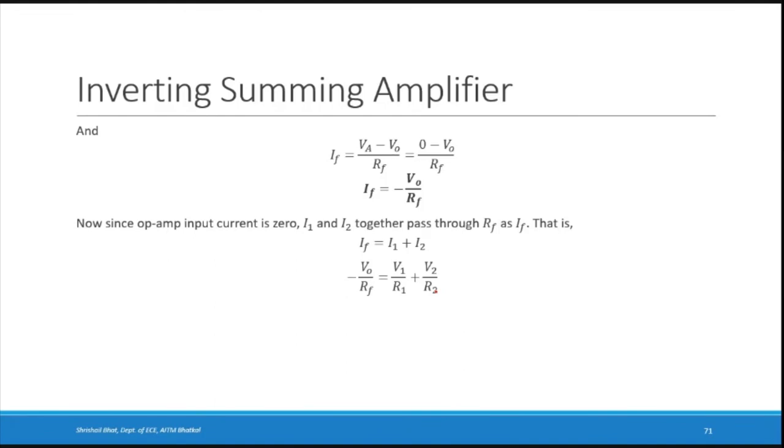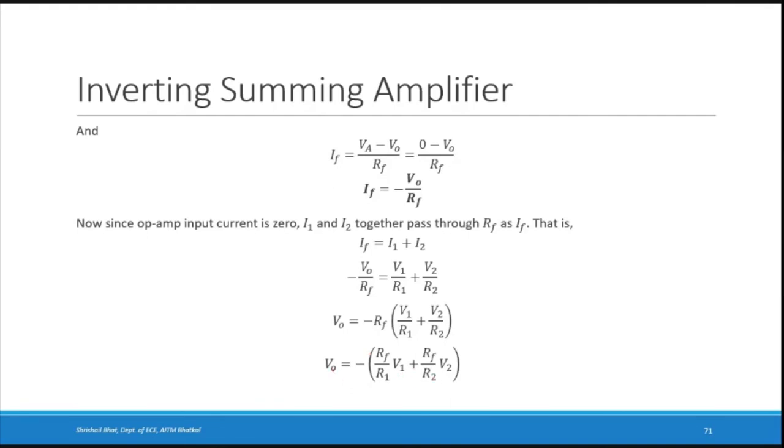Rearrange. We want the equation for V0 in terms of V1 and V2. So keep V0 on one side, and take all other terms on the other side. V0 is equal to minus RF, if I take it to the other side, it will come to the numerator, minus RF into V1 by R1 plus V2 by R2. If I rearrange this, minus of RF is common, so if you multiply both the terms with RF, I can write it as RF by R1 into V1 plus RF by R2 into V2. So this indicates that the output is the sum of the 2 inputs. Is it right?